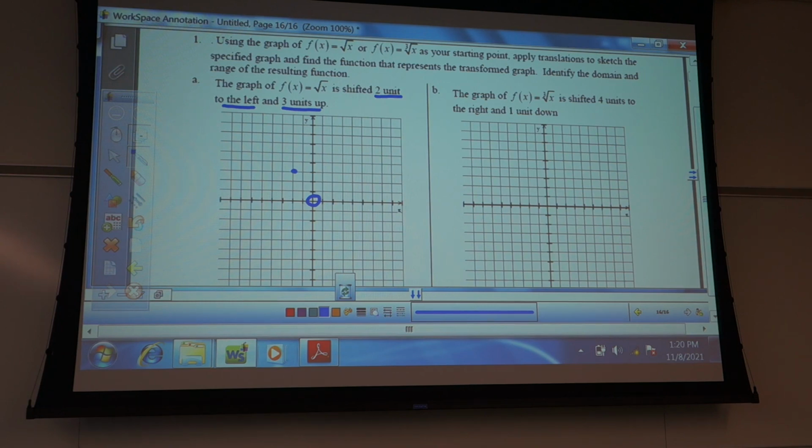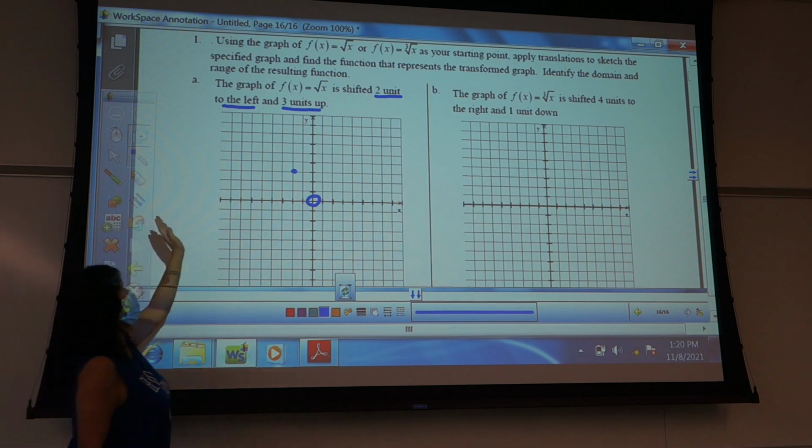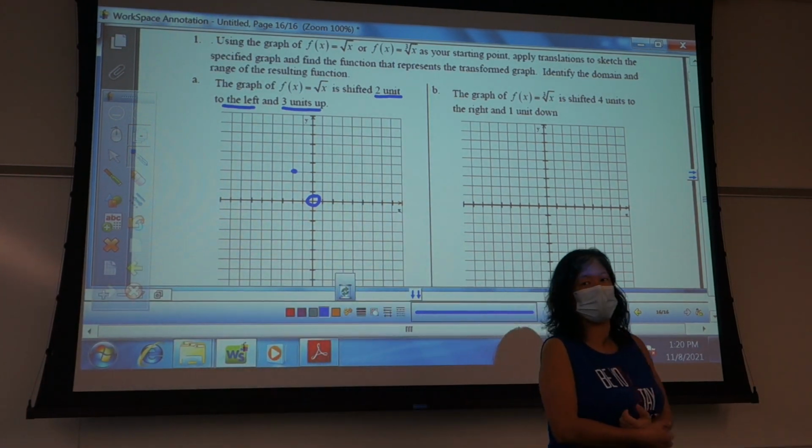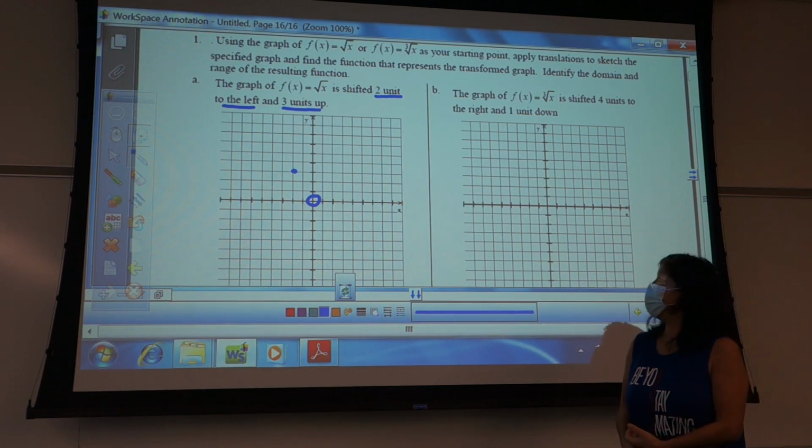So then, it's a square root. You've got to figure out, what are my other three points I know? Once I have my starting point, it's a square root. Remember, it's over 1 up 1, over 4 up 2, over 9 up 3. You need to know that somewhere, so have that in your notes somehow.